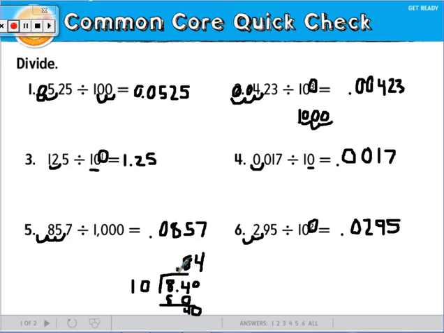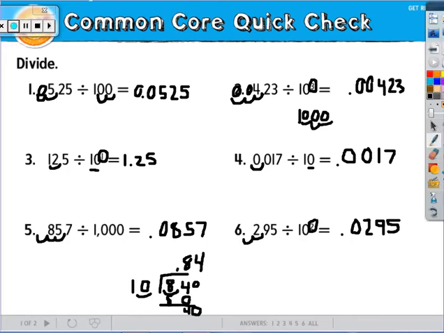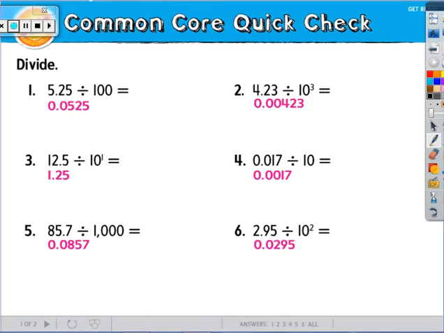Look at my answer. There's my decimal. There's my 8 and my 4. So if I look at my 10, I had 1 0, right? All I did was move my decimal one place to the left, and that was my answer. Okay? All right, just a little math trick. Okay, and there's your answers just in case you thought that maybe I wasn't telling the truth.